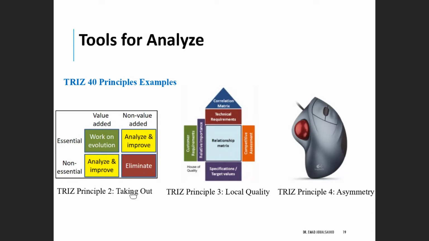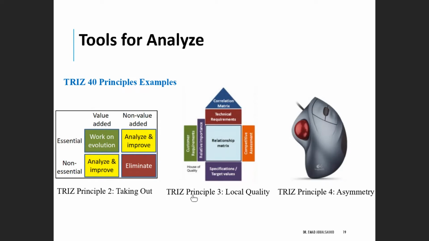And here is where the concept of taking out comes in. It's a general concept and general principle, and it could be a general solution. But when you adapt it to a specific problem, you can use such a tool or any other tools with the same general concept and start eliminating the non-value added and non-essential steps or processes or components or whatever. Principle 3 says local quality.